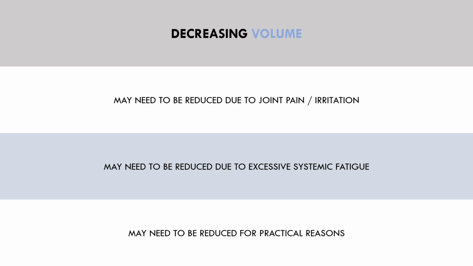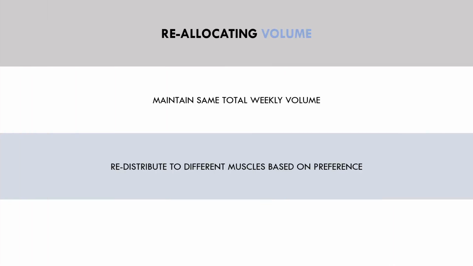And the last reason why trainees may want to reduce volume is due to practical reasons. If training is taking up too much time or effort for a particular trainee, they can reduce their total weekly volume. As long as they are still within the overloading range, then progress will still be made, although maybe at a slightly slower rate. If you are aware and okay with this trade-off, then volume can certainly be reduced if desired. And the last adjustment we could make to volume from mesocycle to mesocycle is to reallocate volume. This refers to keeping a similar total weekly number of sets, but redistributing it based on preference.